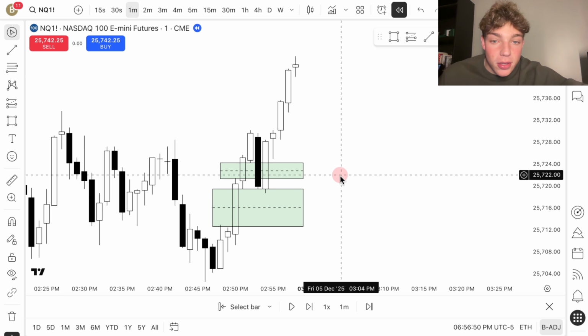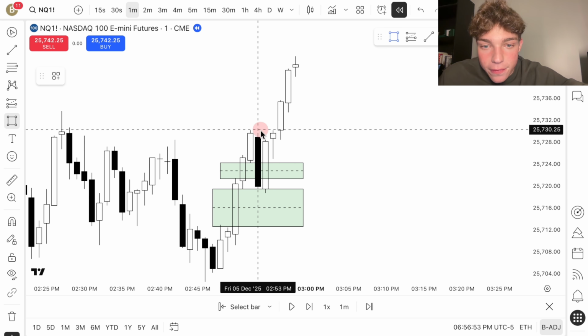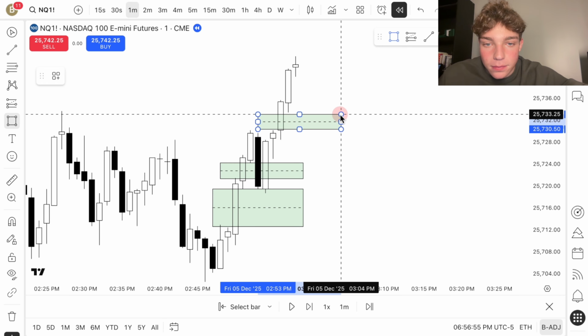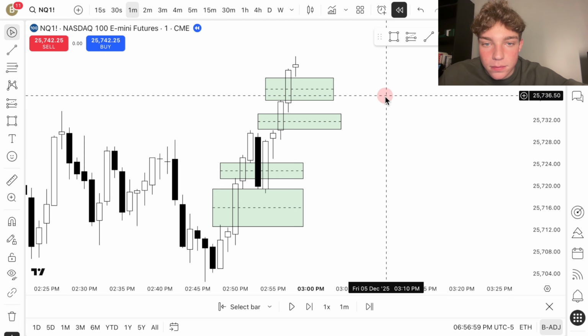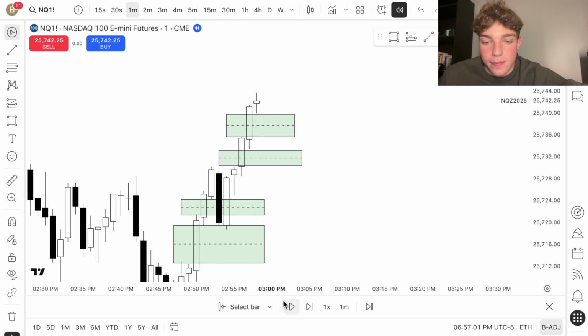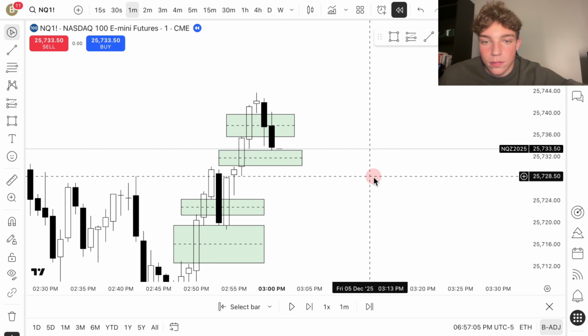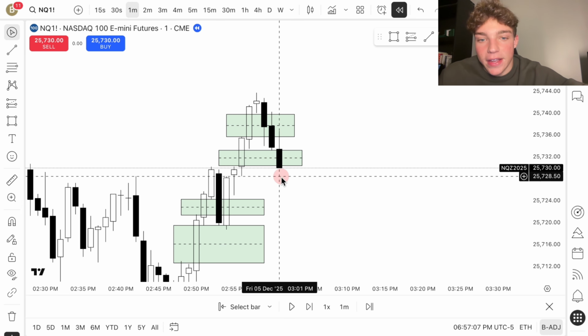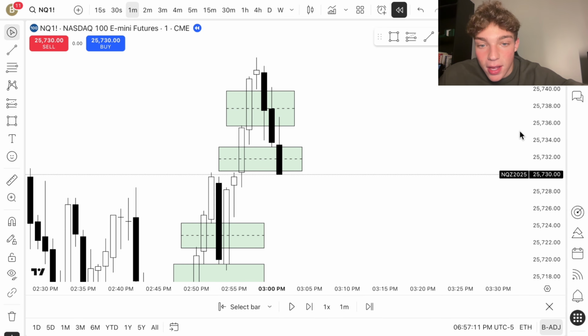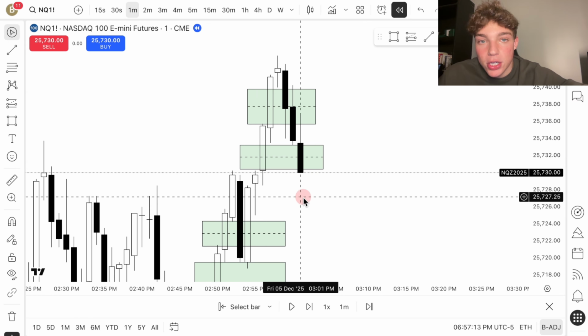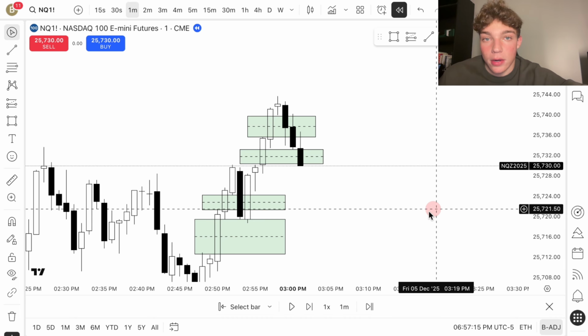I let price play out a little bit more. We formed two new fair value gaps. There and there. Let's see what happens. Bang. Fair value gap inversion. We inversed both of these fair value gaps because we saw a body closure through them, showing us we will probably go lower.